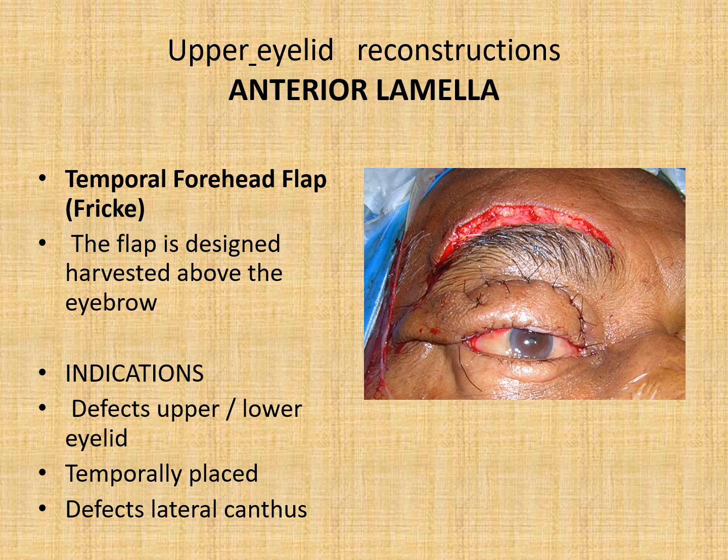Anterior lamellar reconstruction using a temporal forehead flap. The flap is designed, harvested above the eyebrow. It's used for defects of the upper as well as lower eyelid. It's usually temporally placed. Defect of the lateral canthus also can be used.